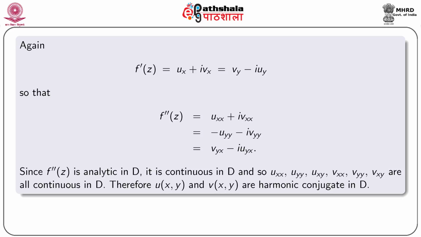Since f″(z) is analytic in D, it is continuous in D, and so ∂²u/∂x², ∂²u/∂y², ∂²u/∂x∂y, ∂²v/∂x², ∂²v/∂y², ∂²v/∂x∂y are all continuous in D, and hence u and v are harmonic conjugate in D.